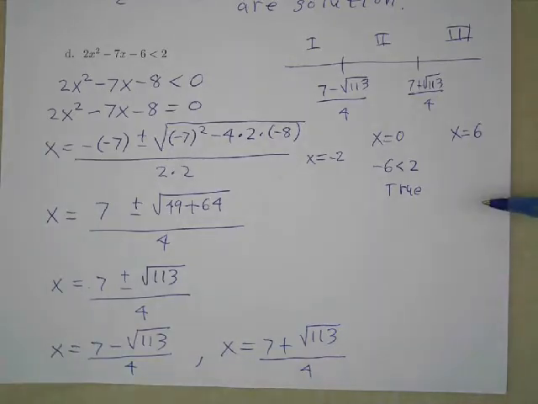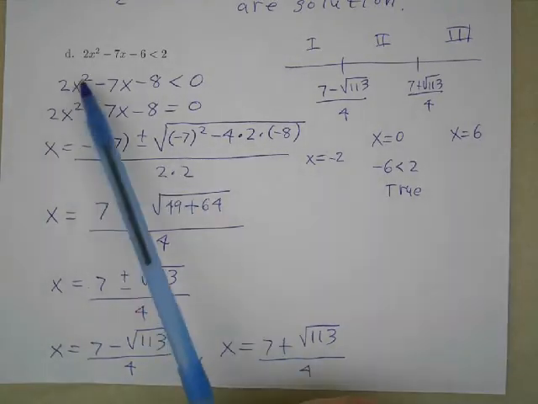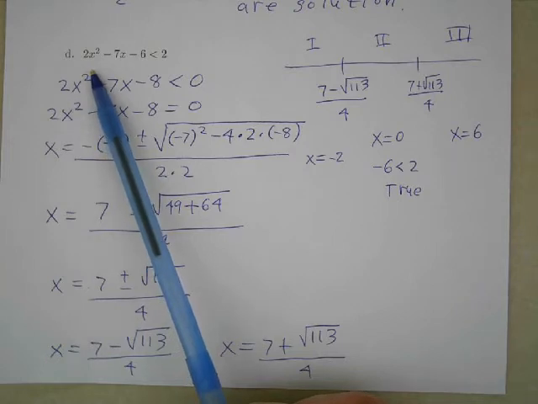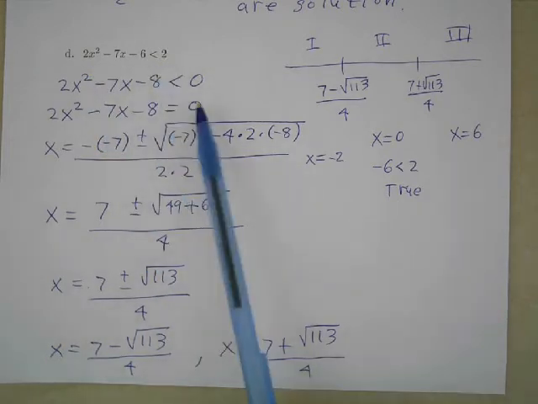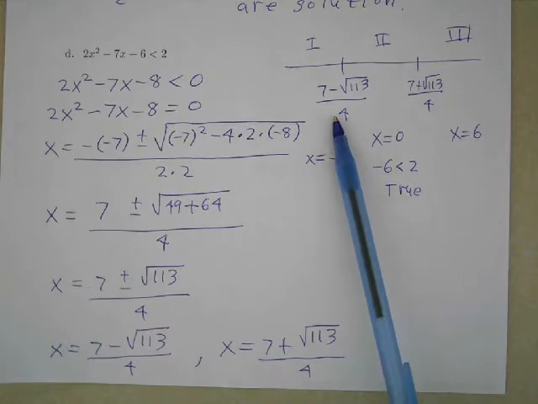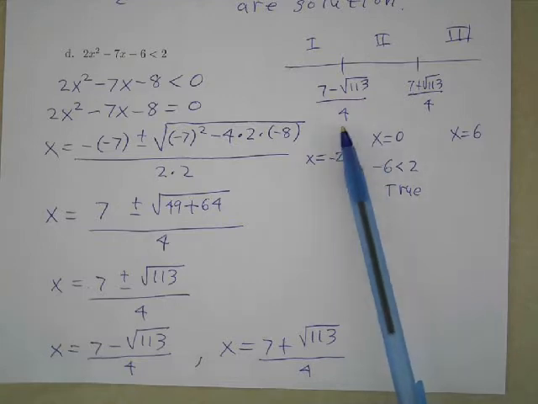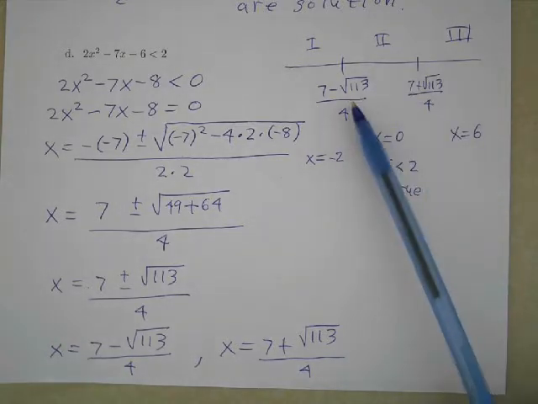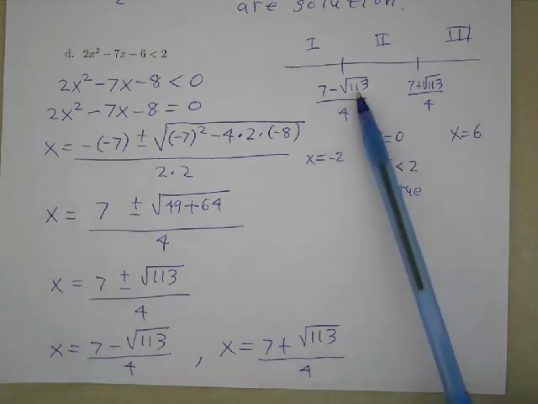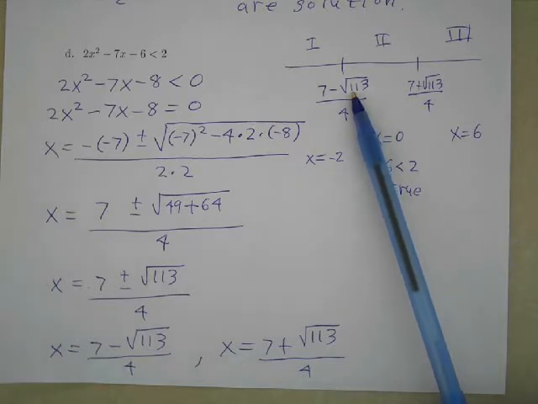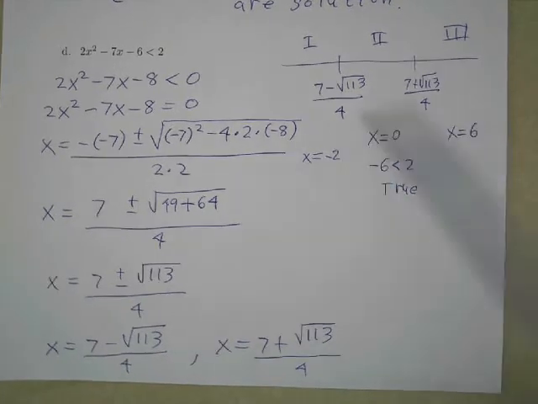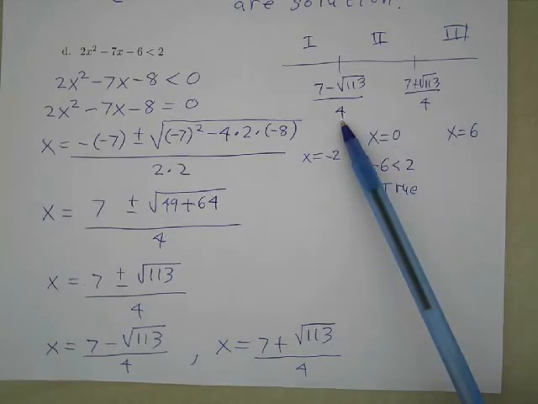Last time we were working on this inequality, 2x squared minus 7x minus 6 is less than 2. So we found the endpoints. This one is negative, 7 minus the square root of 113 divided by 4. So 7 minus the square root of 113 is close to negative 1 when you divide it by 4. 7 minus that number divided by 4.